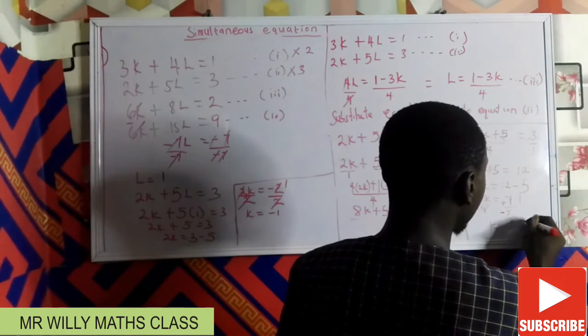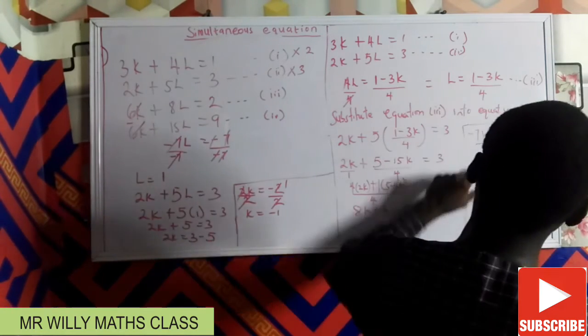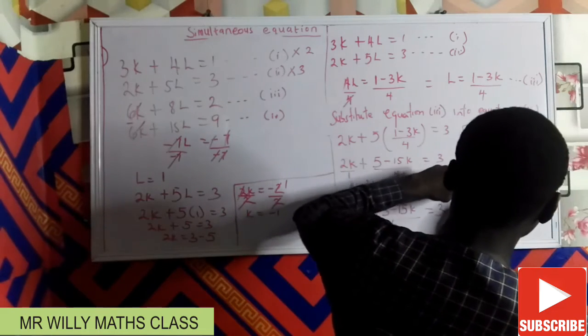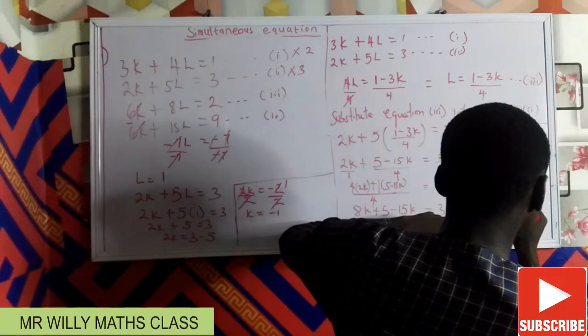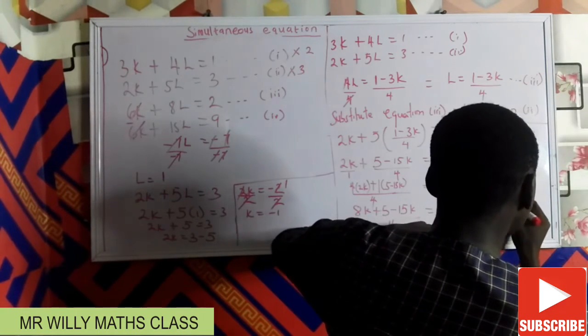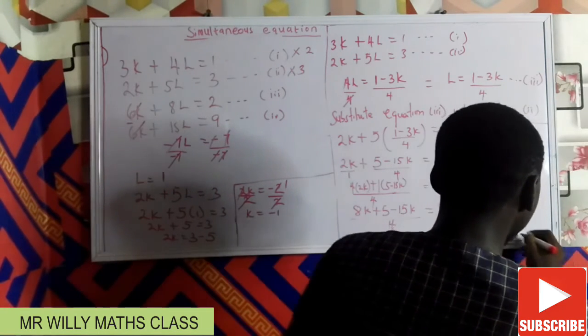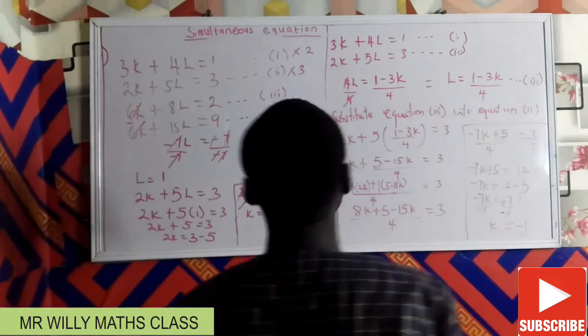7 divided by 7 is 1. So K is minus 1. We divided with minus 7, we cancel minus 7. Now this is what? 12 minus 5 is plus 7. So plus divided by minus, that will be minus. 7 over 7 is 1. K is minus 1.